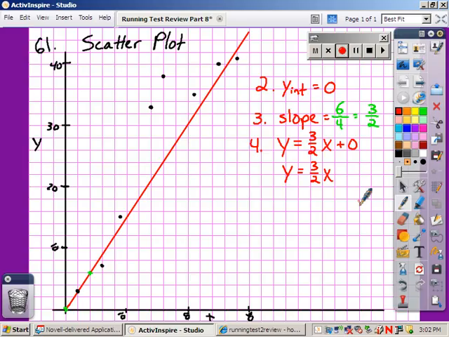Number 5 says, what type of correlation is shown? I think everybody had a pretty good understanding of this. This graph is clearly going upward. It's definitely a positive correlation.